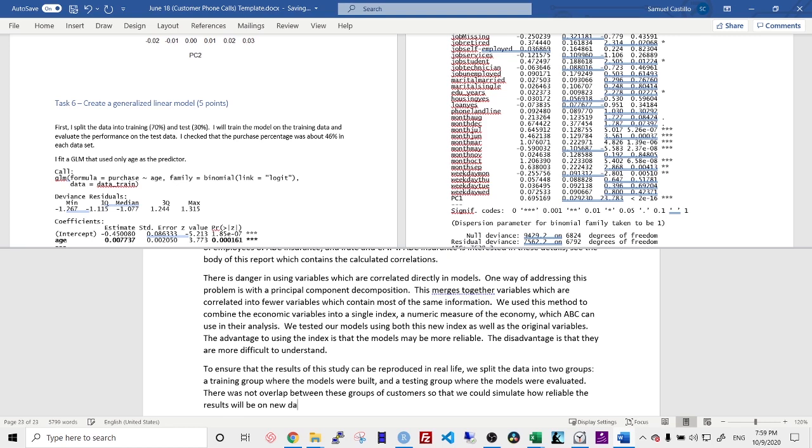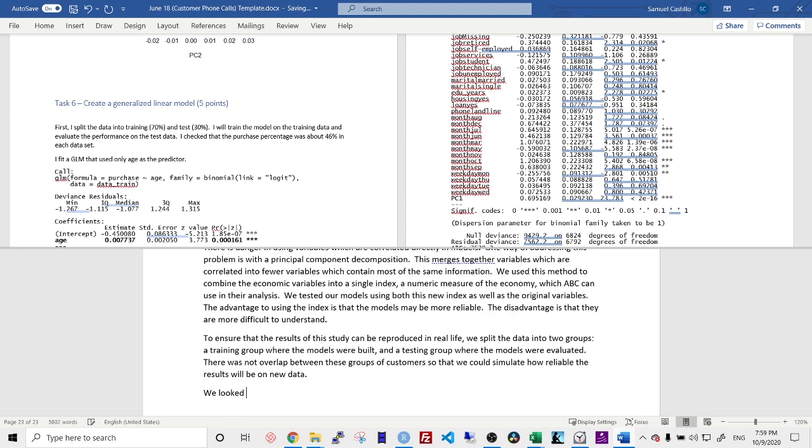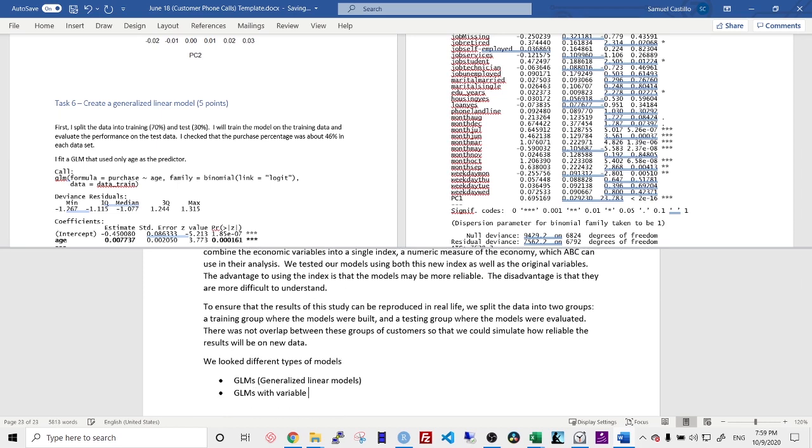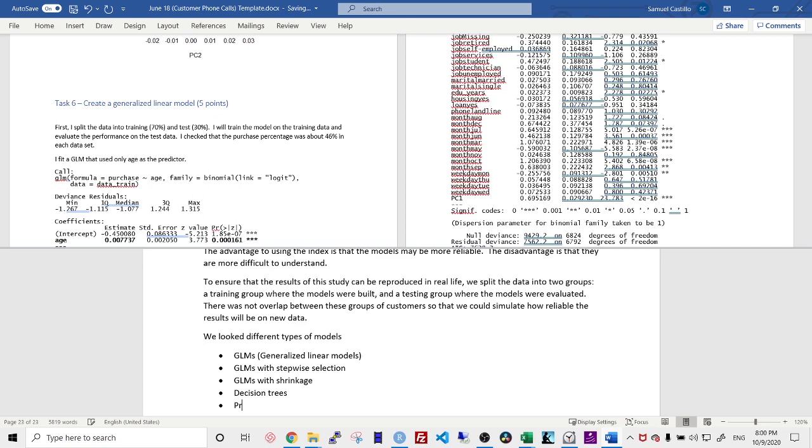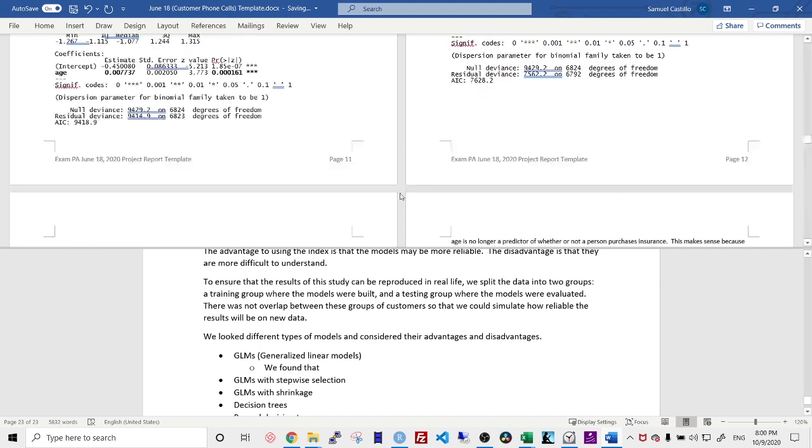We looked at several different types of models: GLMs, generalized linear models, GLMs with stepwise selection, GLMs with penalized shrinkage, decision trees, and pruned decision trees. And so we looked at each type of these models and considered their advantages. So for GLMs, just to add some bullet points here, we found that we could capture the effect of a person's age.